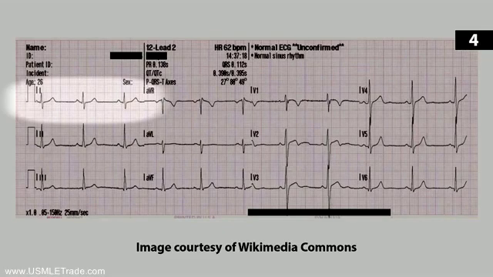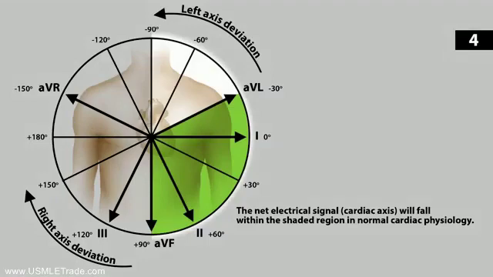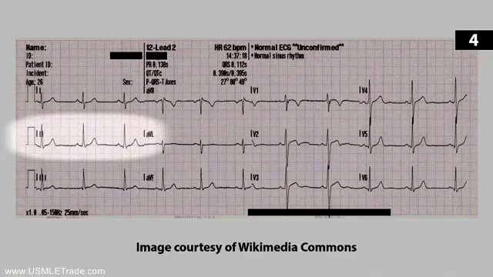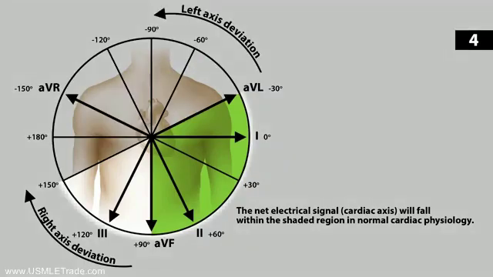So let's go through a normal example here. Normally a person will have a positive deflection of the QRS on limb lead 1. There is more of that QRS complex above the line than below the line. That tells you that the net electrical signal is somewhere on the right-hand side of the axis, somewhere between -90 and +90, in the same vector direction as limb lead 1. We also generally see a positive QRS in lead 2. So we can then say that the net electrical signal of the heart is somewhere between +150 and -30.